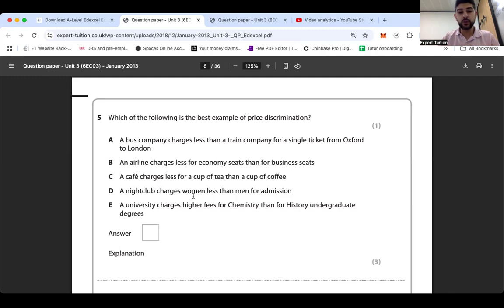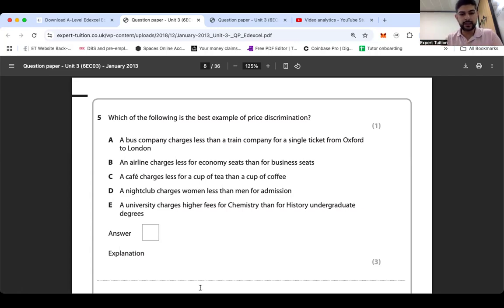A nightclub charges women less than men for admission. What does that tell us, by the way, about the PEDs? Well, it indicates that the demand amongst the females is elastic, whilst the demand amongst males is inelastic. Why? Because we're desperate. Let's not lie about it. They know it. We know it. They all know it, right? So therefore, that is why they charge a higher price for men to go into nightclubs compared to females.